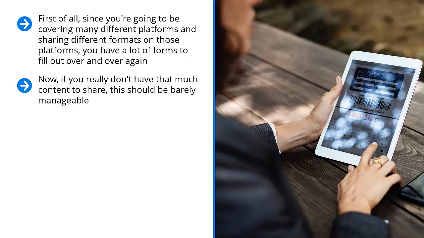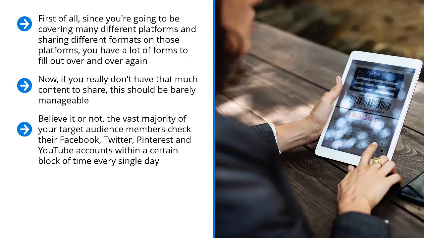Unfortunately, simply plugging in information into content publishing tools is not going to do you much good. You have to know when to publish. Believe it or not, the vast majority of your target audience members check their Facebook, Twitter, Pinterest, and YouTube accounts within a certain block of time every single day. Post outside of that block of time and you miss the eyeballs of the vast majority of your audience members. Sounds good so far, right? Well, here's the problem. Different audiences have different time preferences. How would you know? This is where experimentation comes in.